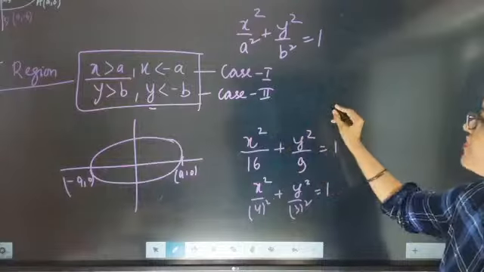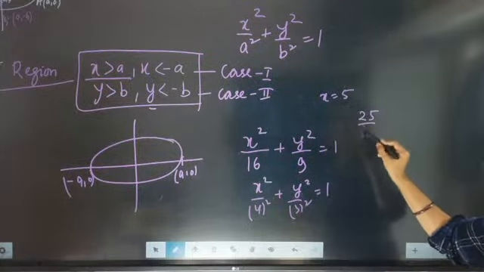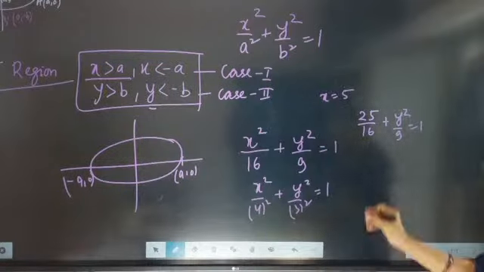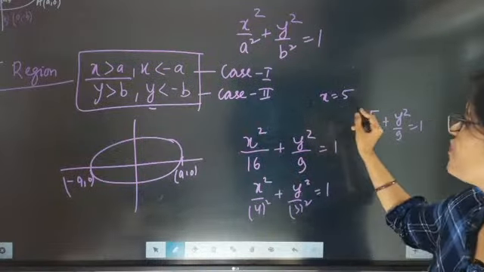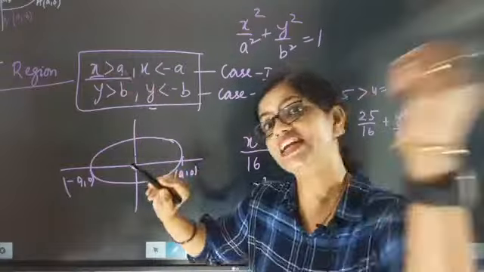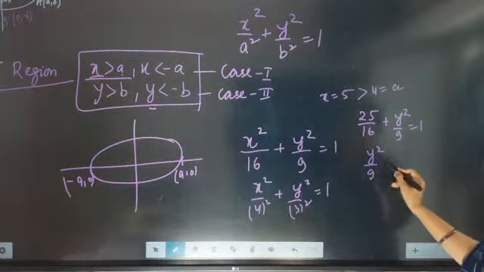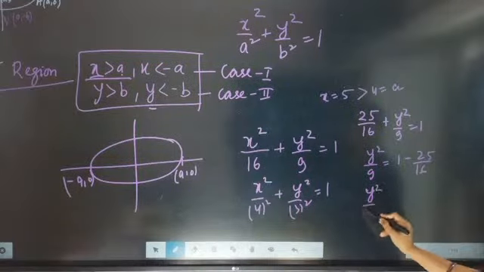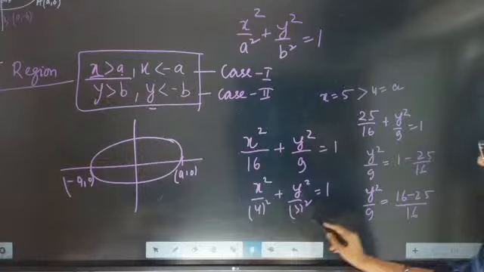Okay, so now take the x value as 5, and let's check this one out. x square by 16 becomes 25 by 16, plus y square by 9 equal to 1. Here I have taken the value of x as 5, which is greater than 4, and 4 is the value of a. So I have taken the value of x greater than the value of a. Now y square by 9 equals 1 minus 25 by 16. If we solve this, very clearly we are seeing that the y value is coming negative.